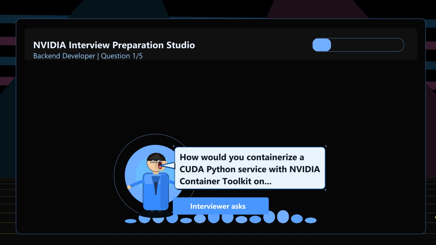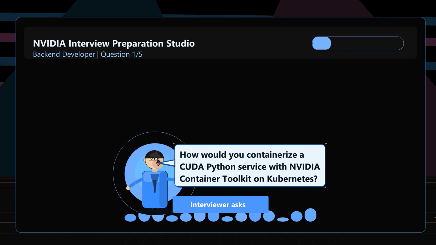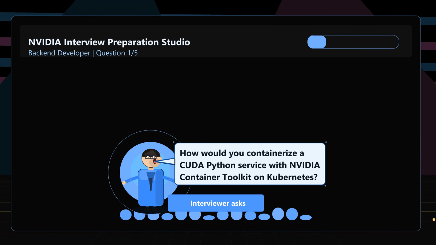Could you explain how you would containerize a CUDA-dependent Python service using the NVIDIA Container Toolkit within a Kubernetes environment?